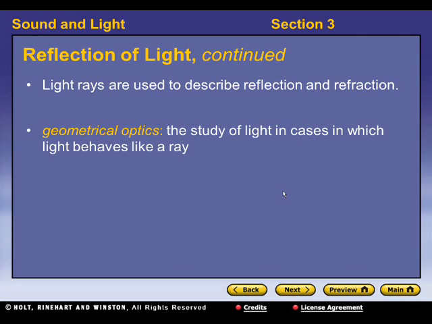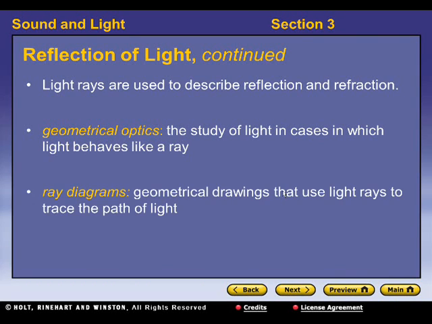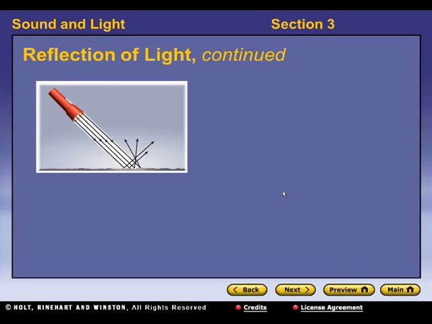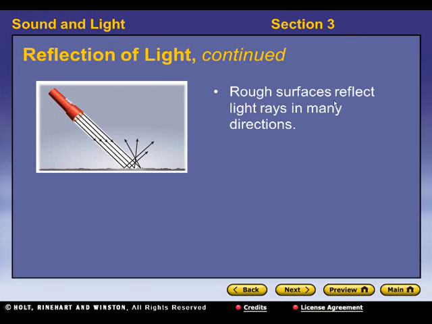And we have something called geometrical optics. That's the study of light in cases in which light behaves like a ray. And we use something called ray diagrams, which are drawings that use light rays to trace the path of light. So here you can see somewhat of a drawing of the light rays. You can see them as the black lines here, and then it reflecting off of the surface.